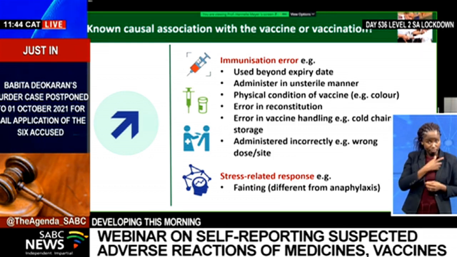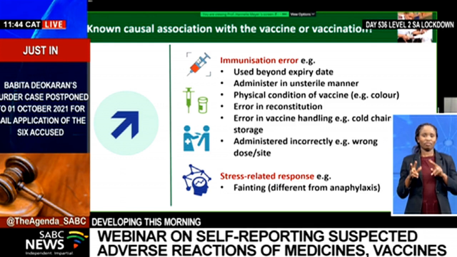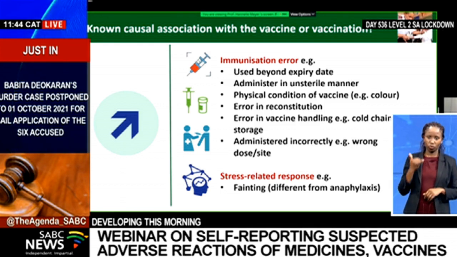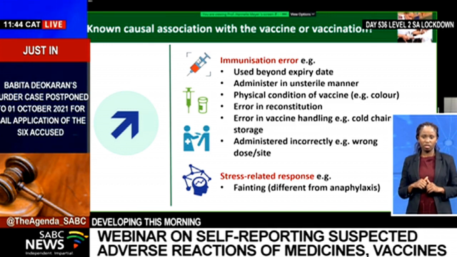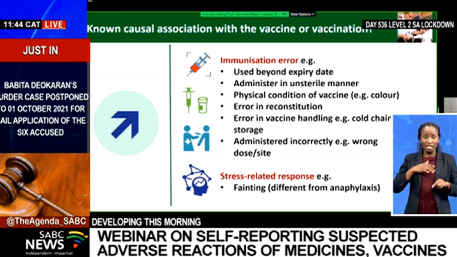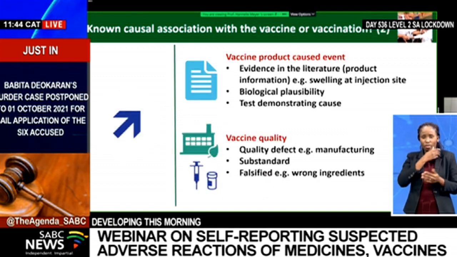Then you also consider whether it is perhaps a stress-related response. So, for example, in the case where a person fainted, which is different from anaphylaxis, it could be a stress-related response. And this is common with COVID-19 as we are vaccinating adult people, and they estimate that approximately 10% of people have fear of needles and injections, so they might faint when they do receive their vaccine.